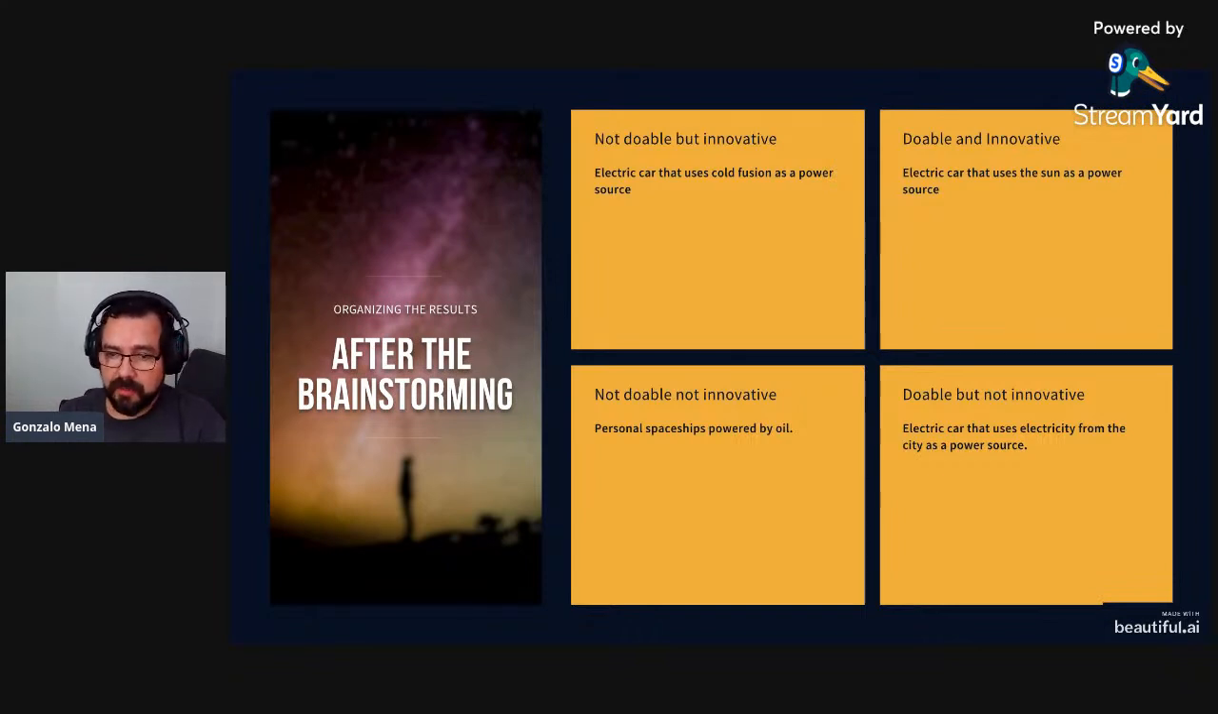And then on the bottom left, we have not doable and not innovative. For example, a personal spaceship that is powered by oil. It's not doable because we don't have the technology yet to do a car spaceship that can take me to the moon. And powered by oil, that's not innovative. That's what we've been using now, and it's part of the problem.